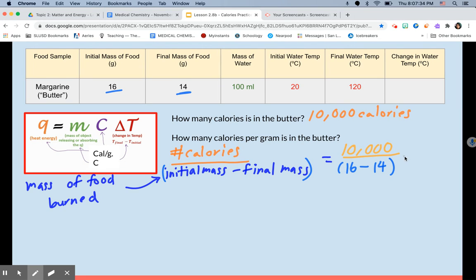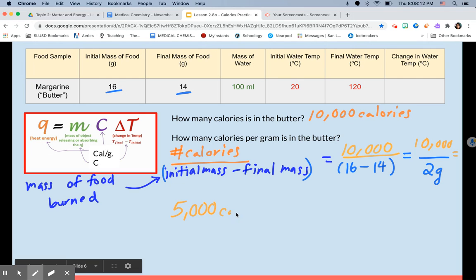Right, so here, if I do the math, I can recognize that, hey, only 2 grams of food actually burned and caused this amount of temperature change, right? There was still at least 14 grams of food that did not burn. So if that's 10,000 calories, we keep the colors the same. So to find the calories per gram of butter, I would take 10,000 divided by 2, and that will give me 5,000 calories for every gram of butter.